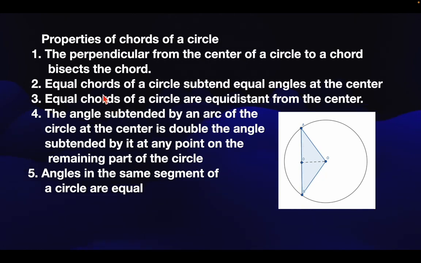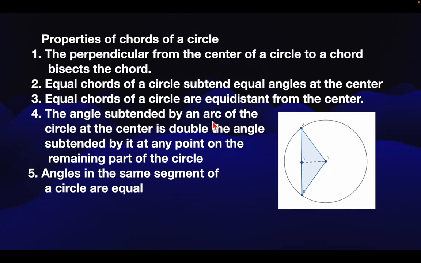Equal chords of a circle subtend equal angles at the center. Supposing there are 2 or more chords which are equal in length on the circle, and if you draw lines like this, an angle is subtended at the center. All these angles will be equal. Equal chords of a circle are equidistant from the center. So supposing there is another chord which is equal in length and you draw like this, it will have the same distance as this distance from the center.